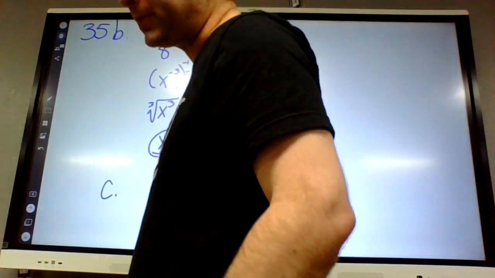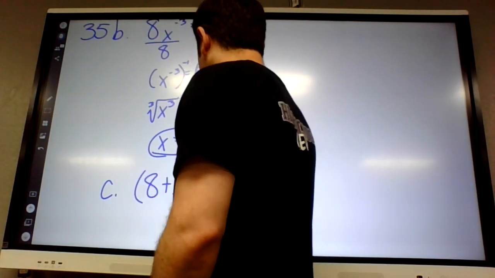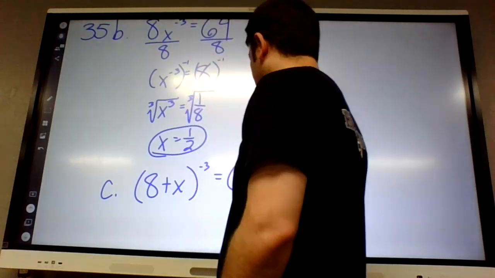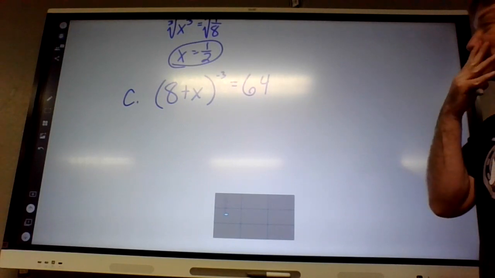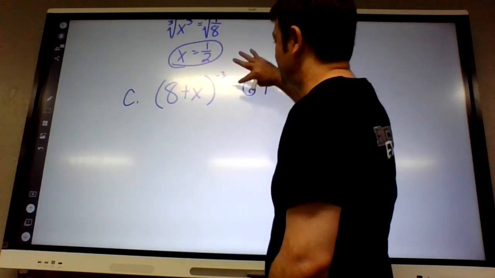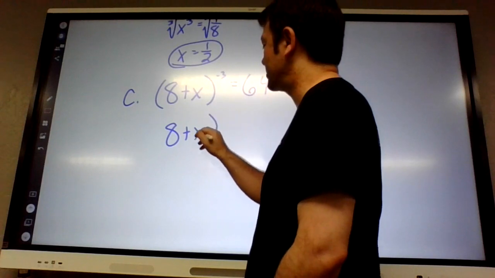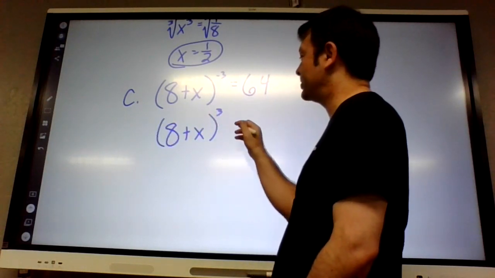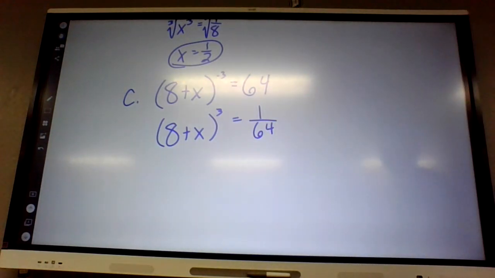Plus x to the negative 30. Okay. So I'm just going to start off by flipping. Since the left side is to the negative third, I'm going to flip both sides, or in other words, make the left side a positive exponent. That's what I mean by flipping it. But the right side is going to go to 1/64. This is probably how they wanted you to do it. I think this is the easiest way.